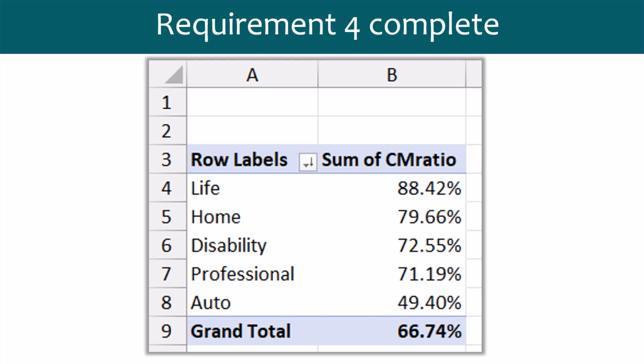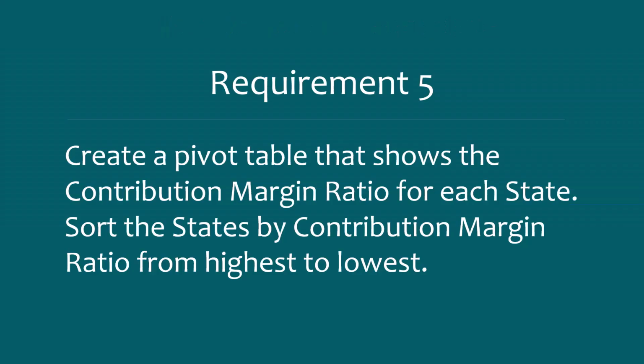Requirement 4 is complete. We created a new pivot table and added a calculated field for contribution margin ratio to the pivot table. We ranked the insurance type field from the highest contribution margin ratio to the lowest contribution margin ratio. For the fifth requirement, we will create a pivot table that shows the contribution margin ratio for each state. Then we will sort the pivot table by contribution margin ratio from highest to lowest.